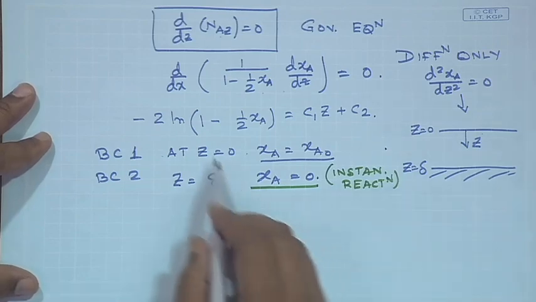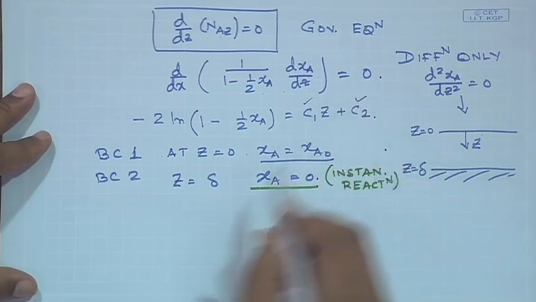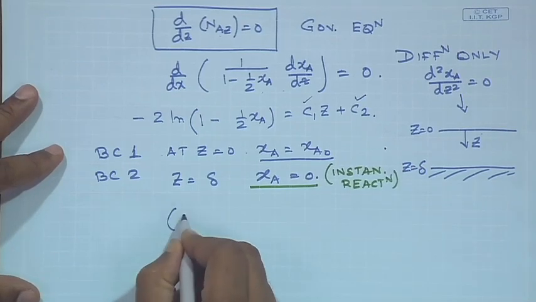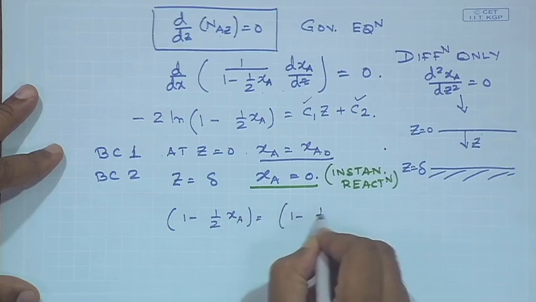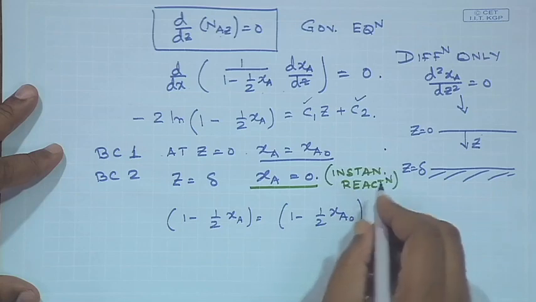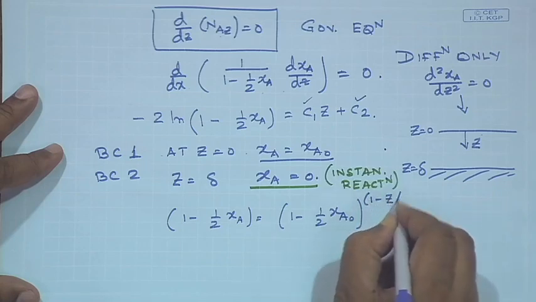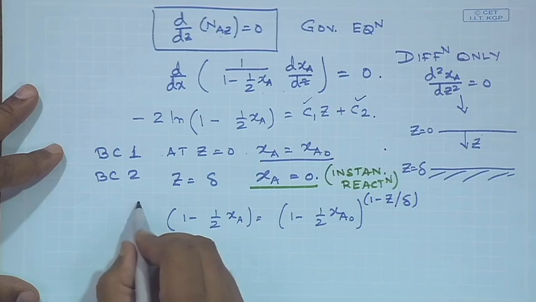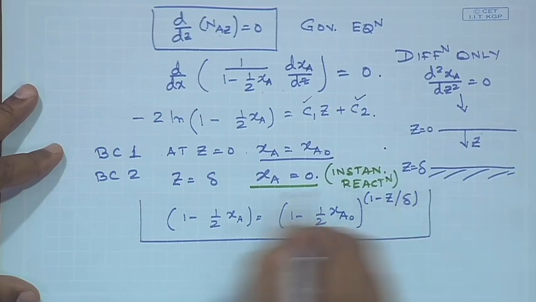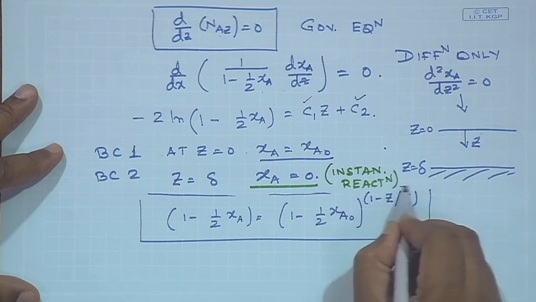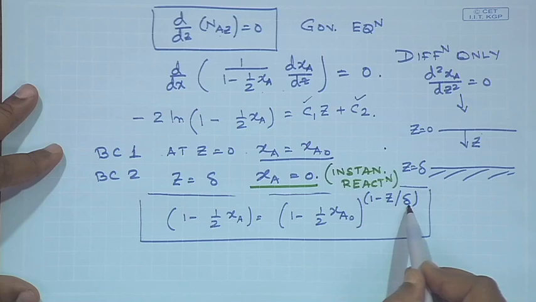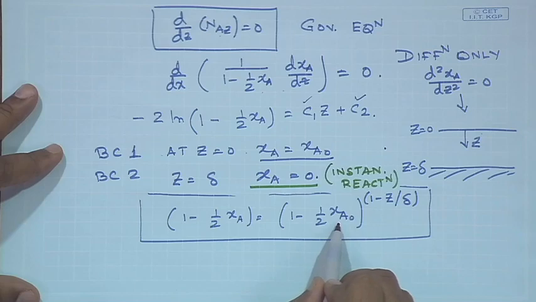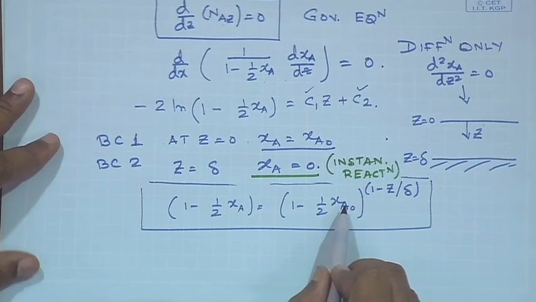So, when you plug these two boundary conditions and evaluate C1 and C2, what you would get as the final form is 1 minus half of x A is equal to 1 minus half of x A0 to the power 1 minus z by delta. So, this is going to be the distribution of mole fraction of A in the thin film as a function of z, as a function of the thickness of the film which surrounds each particle, and the concentration of A in the free stream condition.